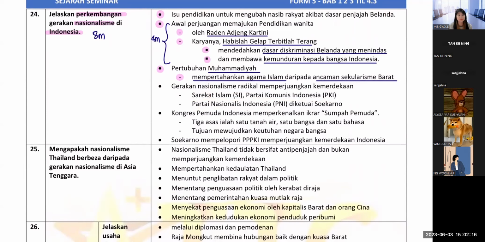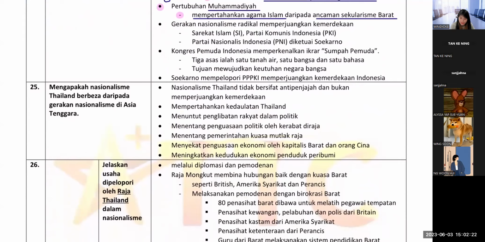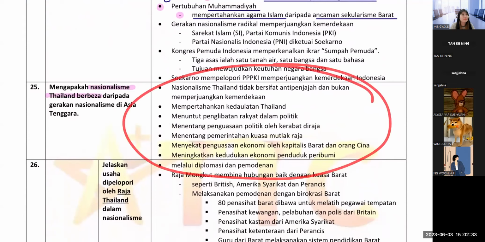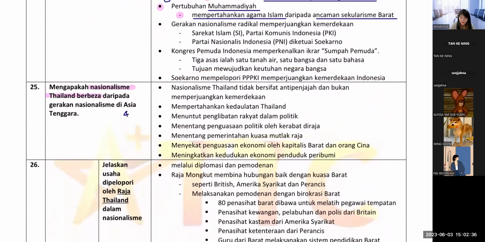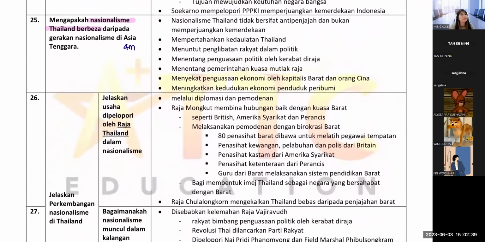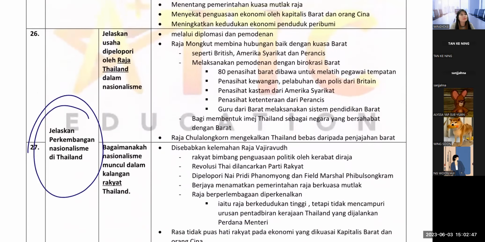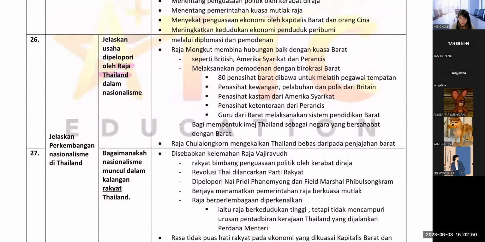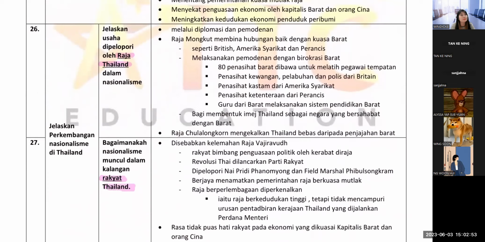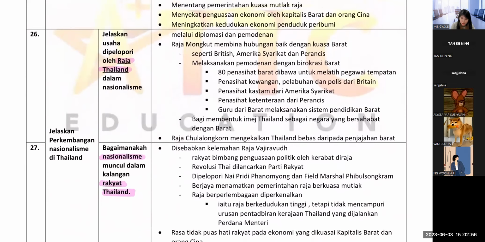Understand? Then again, you need to read through. Again is, what is the nationalism in Thailand berbeza? Nationalism in Thailand berbeza because of this 7 answer. 4 marks. Just remember 4 enough. Then they will ask you, why berbeza? Then they may ask you the perkembangan. Perkembangan according to Raja Thailand, perkembangan according to Rakyat Thailand. The nationalism for Rakyat, the nationalism for Raja.